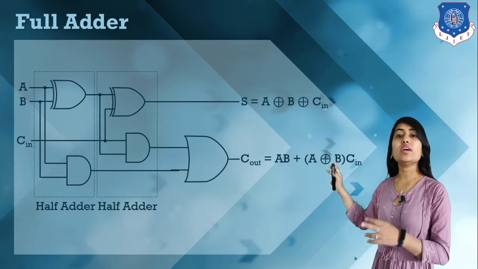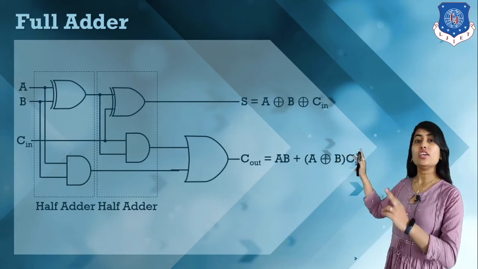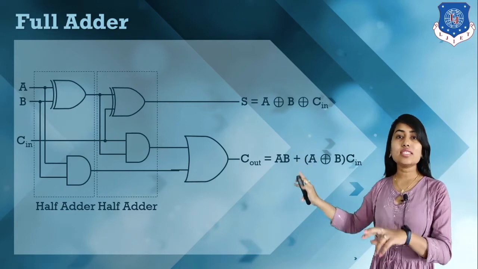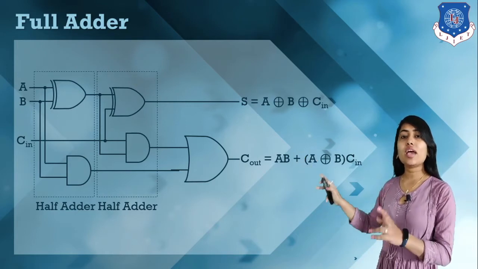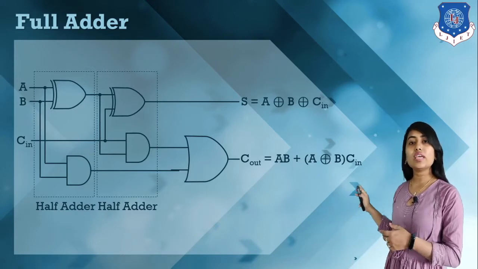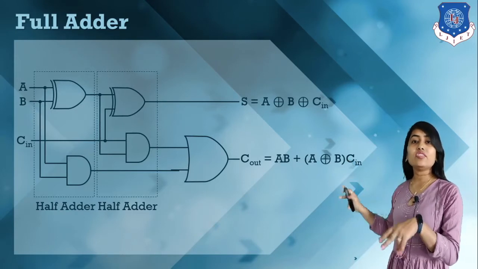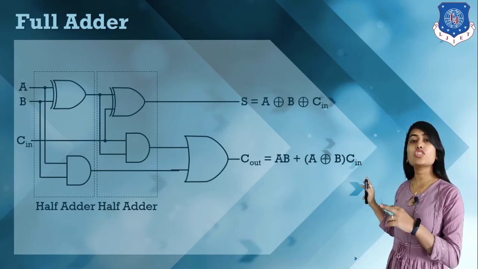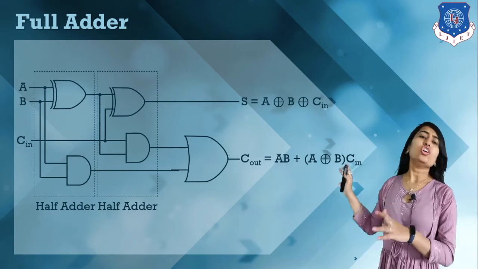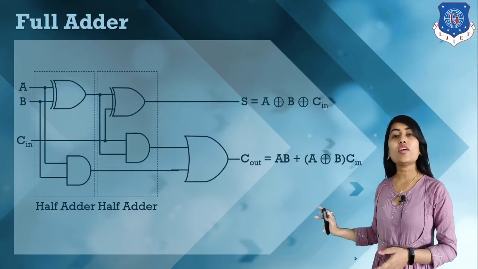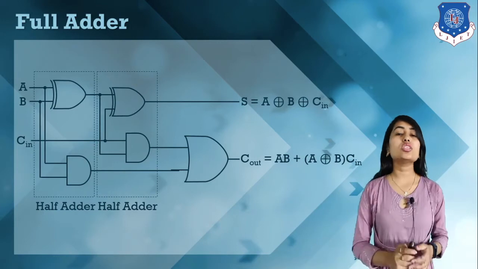So here we have A XOR B XOR C. This produces the sum. If we consider this A XOR B, and apply our A and B into the output, we get a carry, and then we OR this. So here we have AB plus (A XOR B) into C in. This is our full adder built from two half adders and one OR gate. So this is the full adder.